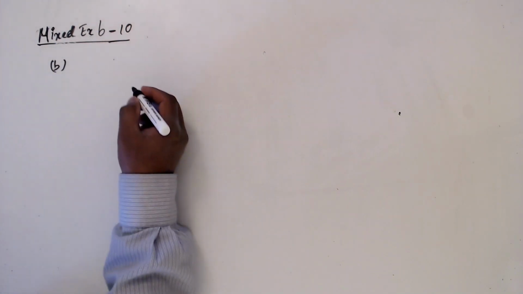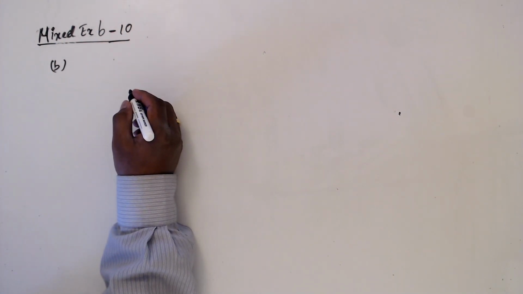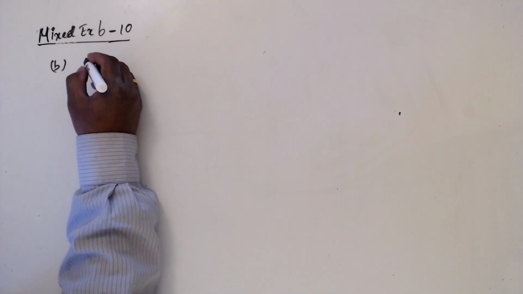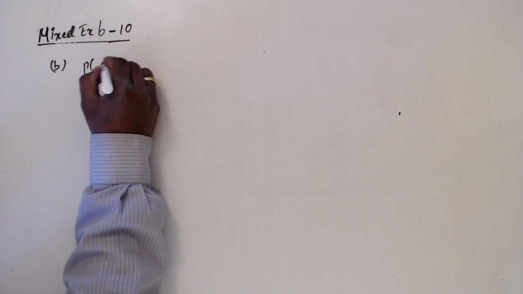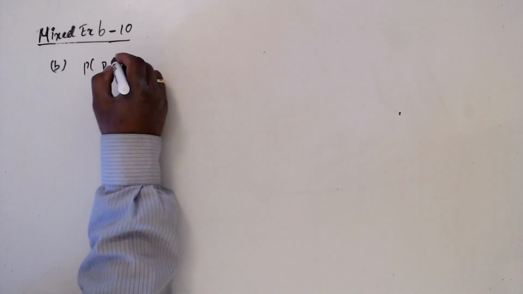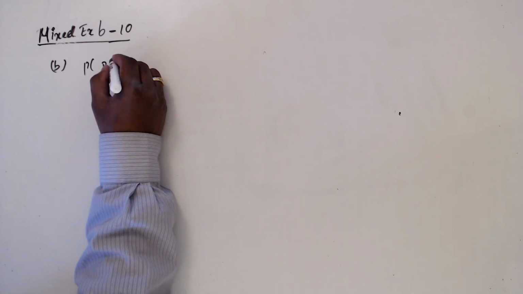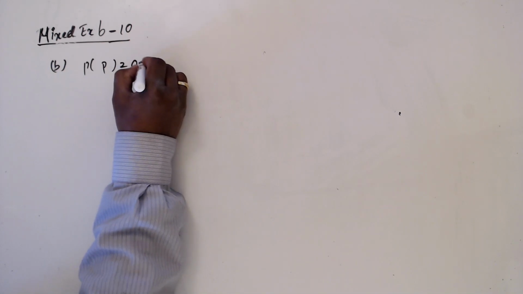Part B: a convincing team tries to persuade customers. The persuading probability is 0.05. So the probability of persuading is 0.05.